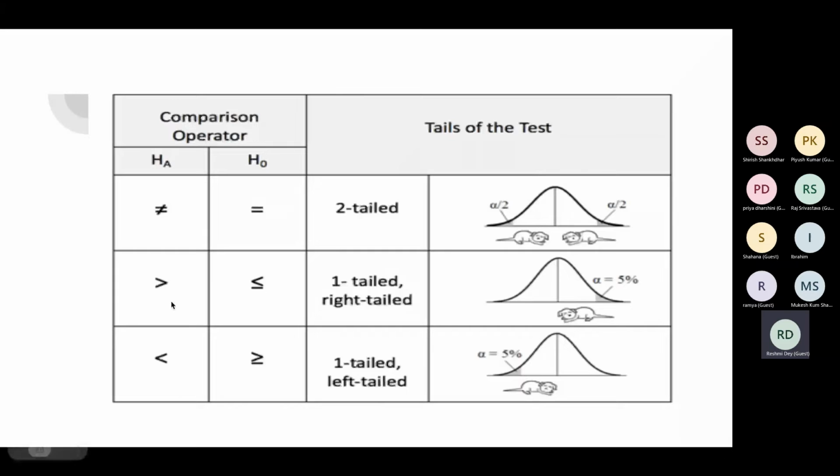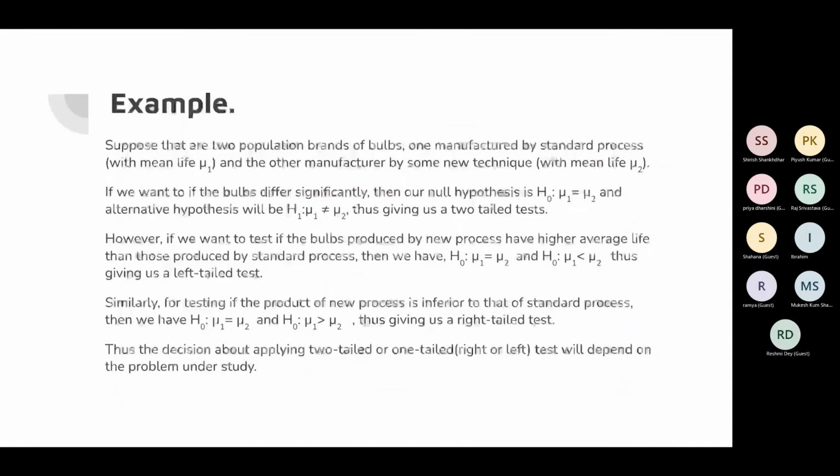When our alternative hypothesis has a greater than sign, it is one-tailed and right-tailed. Our significance level will be 5% or whichever is provided, 5, 1 or 10. And the values are plotted on the right-hand side of the graph. And when we have an alternative hypothesis with a smaller sign, we will have a left-tailed test, and the values will be plotted on the left-hand side of the graph.